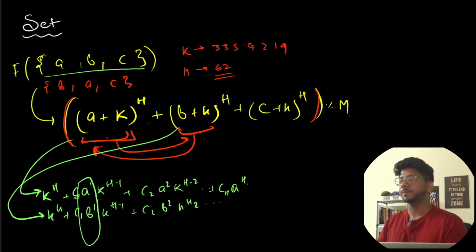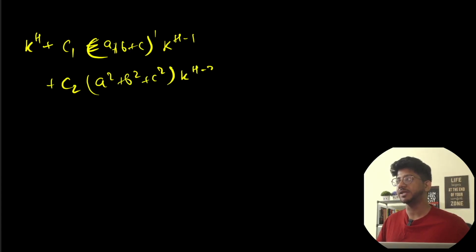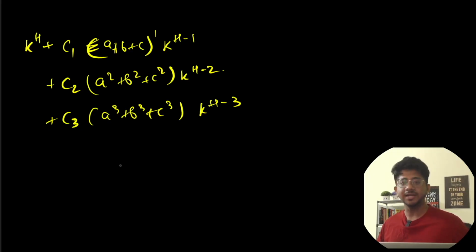Let's go over here. So over here you are writing something like this. You will get k to the power h plus c1 times the summation of a, the individual elements a plus b plus c, with power 1, and k to the power h minus 1, plus c2 times a square plus b square plus c square times k to the power h minus 2, plus c3 times a cube plus b cube plus c cube times k to the power h minus 3. That's what we use.